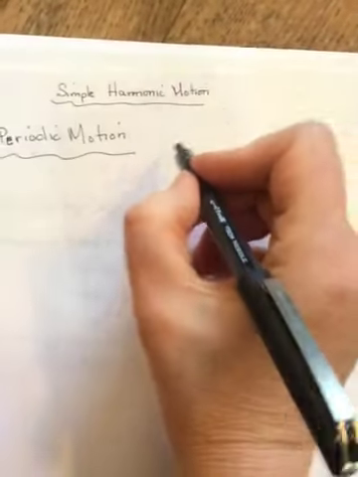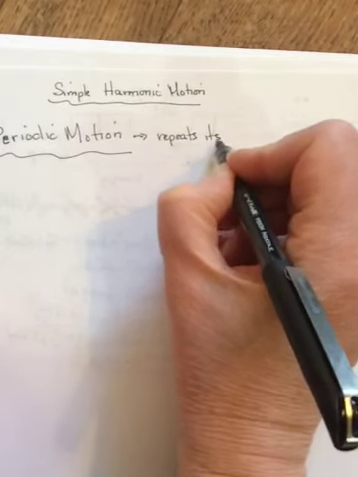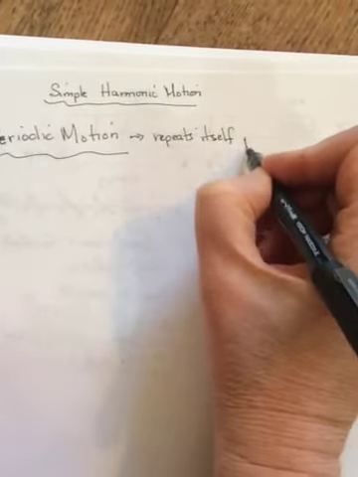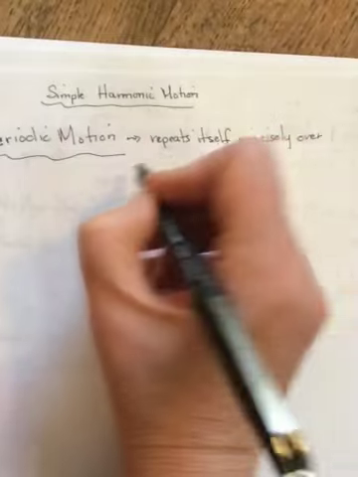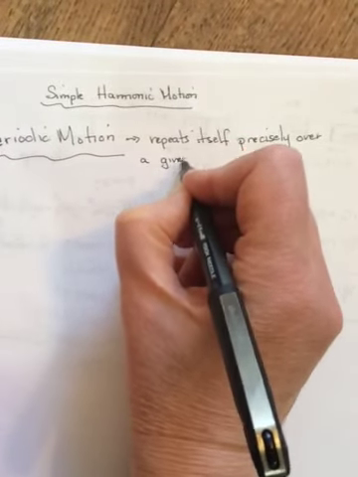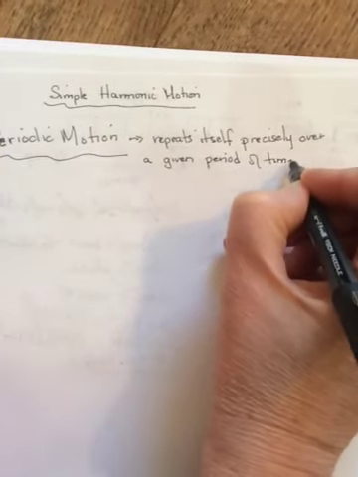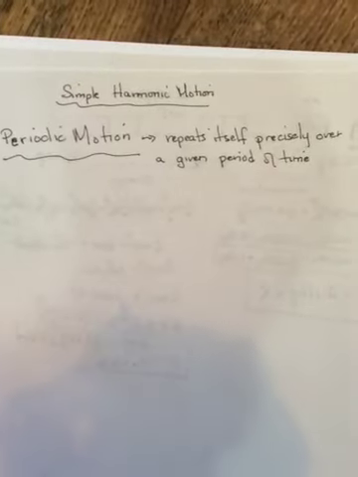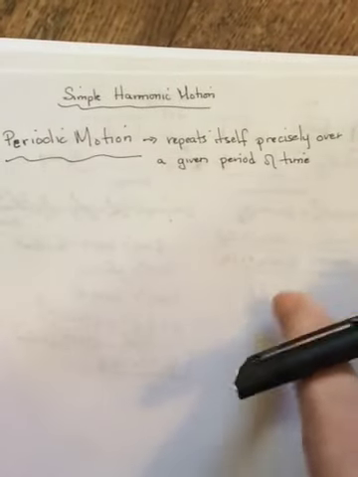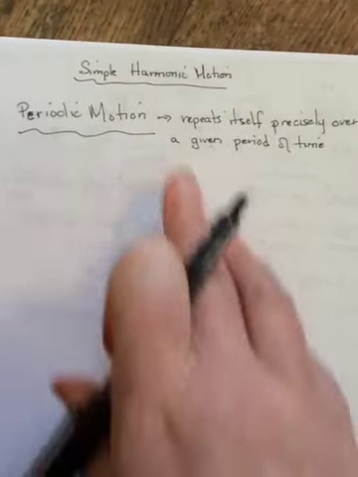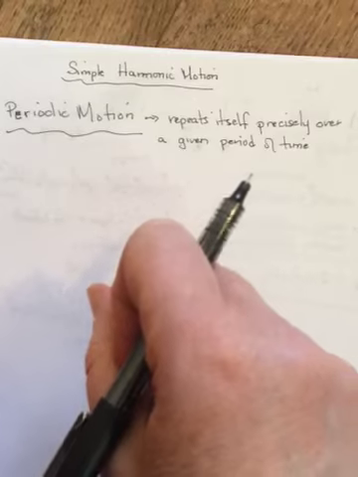Periodic motion is simply motion that repeats itself precisely, exactly, over a given period of time. So, for example, the Earth revolving around the Sun, the Earth rotating on its axis, the Moon revolving around the Earth. All of those things are periodic motion. They repeat their cycle exactly over a given period of time.